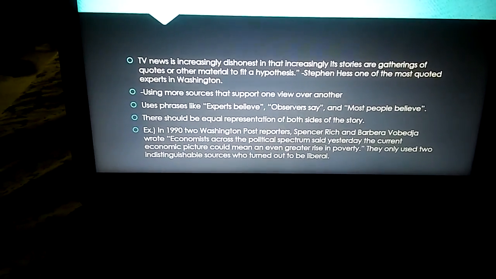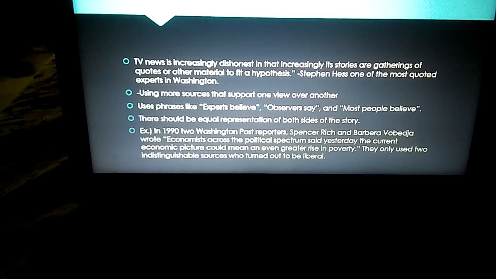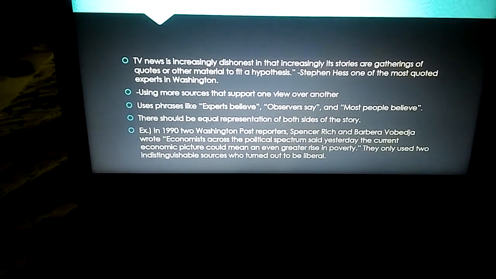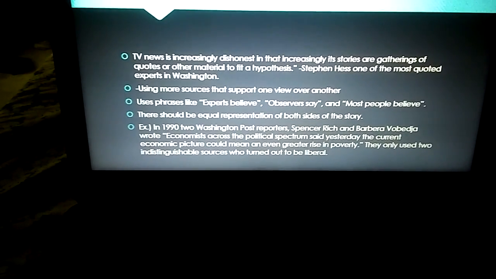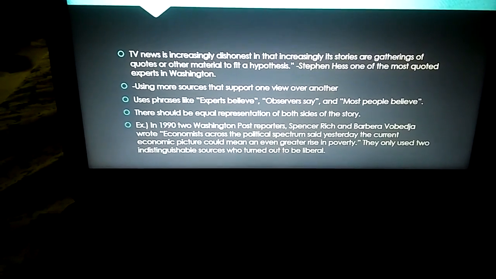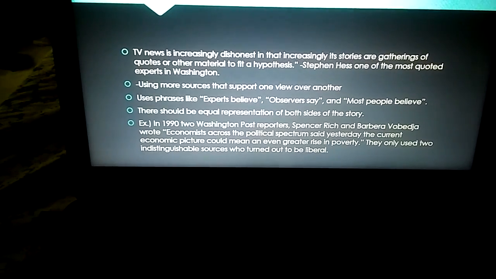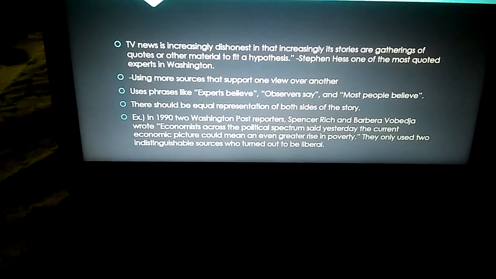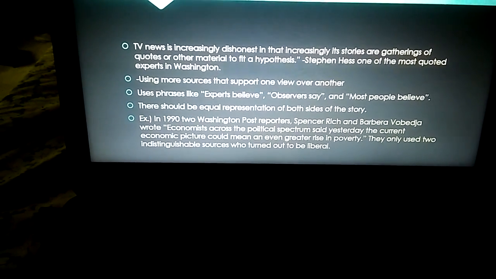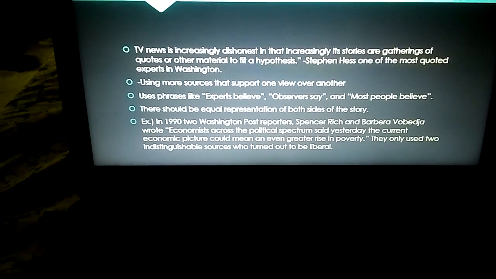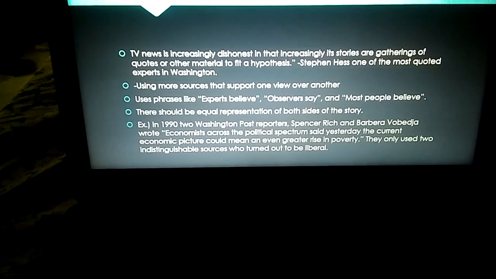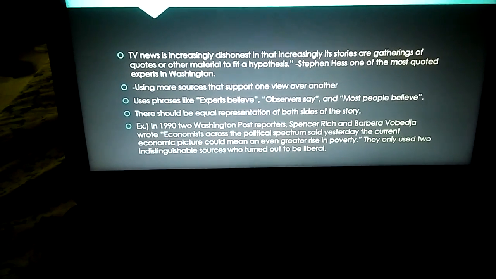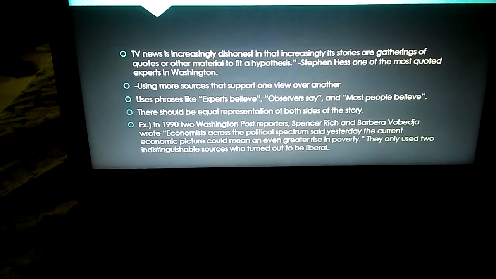Bias by sources. TV news is increasingly dishonest in that its stories are increasingly gathering quotes and other material to fit a hypothesis, says Stephen Hess, one of the most quoted experts in Washington. This means using more sources that support one view over another, and using phrases like experts believe, observers say, and most people believe. There should be equal representation of both sides.